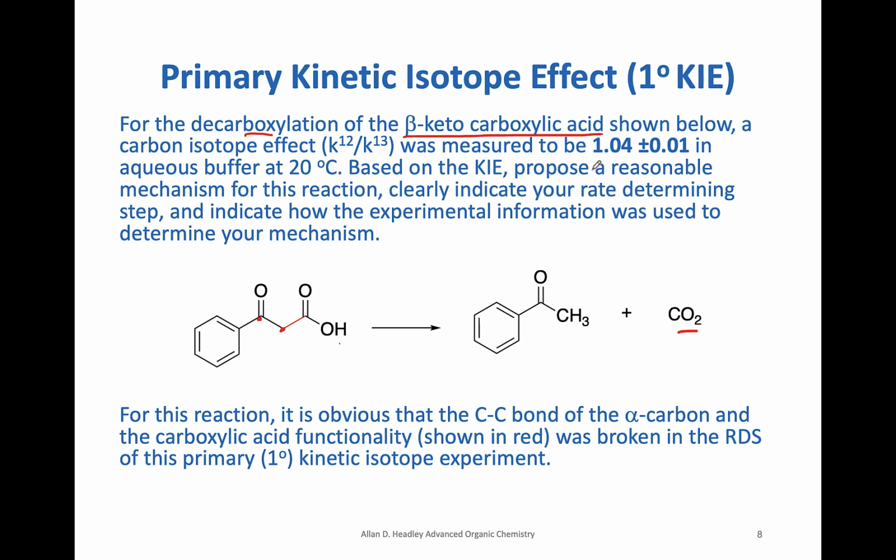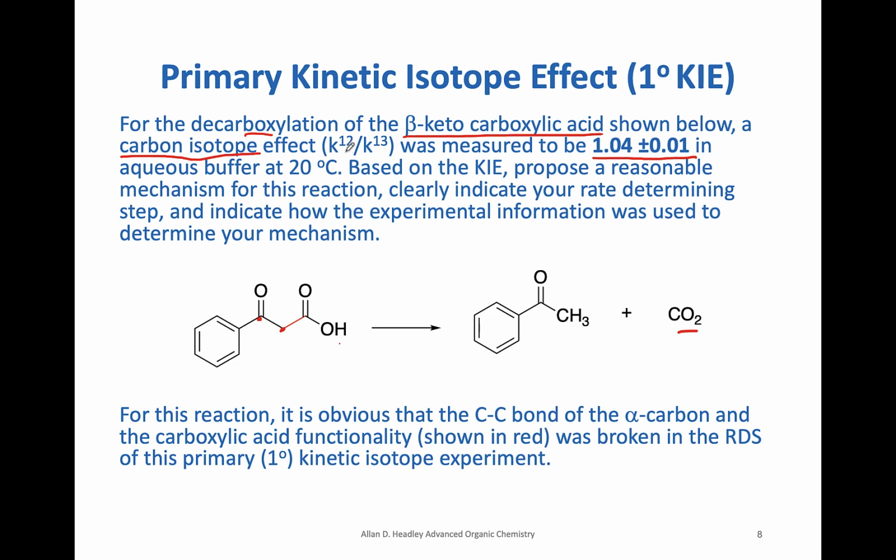Let's look at this value, however. This is a kinetic isotope effect of 1.04 plus or minus 0.01. I'll emphasize that in a second. But the bottom line is that this is a carbon isotope effect. Notice it's a carbon, which means that it's a carbon-carbon bond that's broken in the rate determining step. Not hydrogen in this case, because it is a carbon primary kinetic isotope effect.